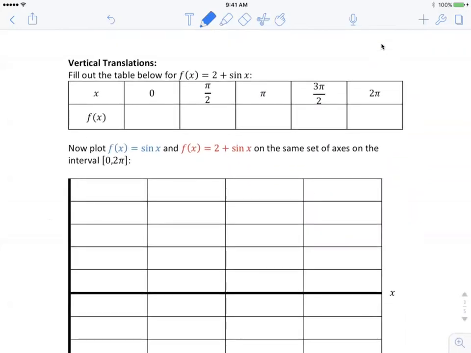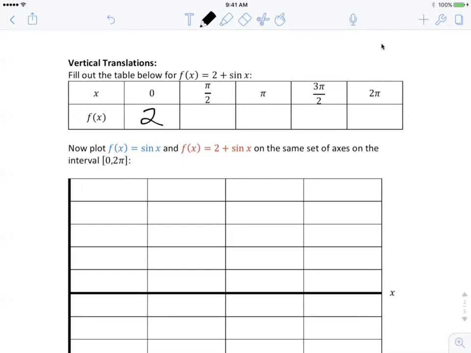Vertical translations. Let's do a new graph. 2 plus sine x. Let's go back to black there. I'm going to plug in those key points and then calculate sine x plus 2. Okay, so what if I plug in 0? The sine of 0 we know from unit circle is 0. 2 plus 0 is 2.